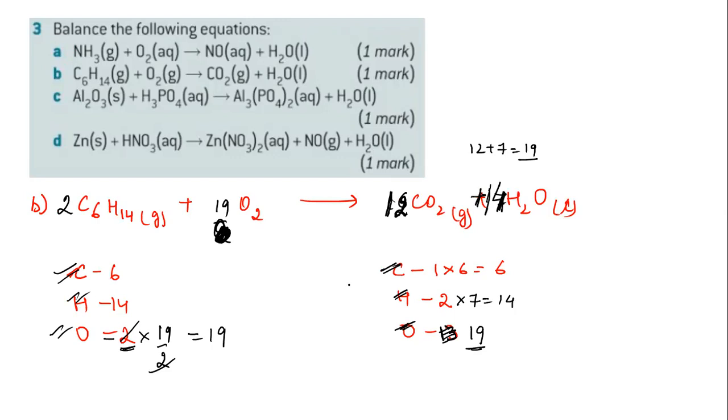Clear? You want to check? So this would become 12 because you have to times it by 6, 6 into 2 is 12. And 7 times 2 is 14. Is that clear now? Okay. So now do the third and fourth one.